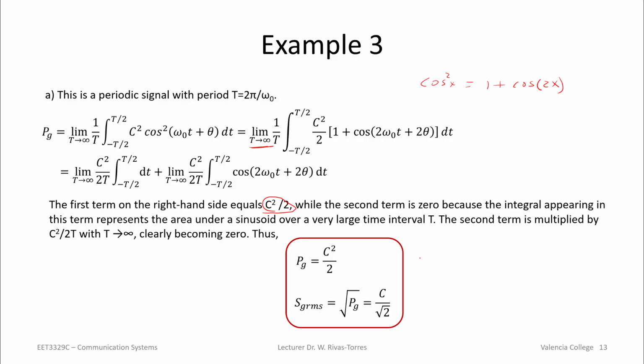Now, the RMS value for us is nothing but the square root of the power. That goes back to the fact that we said initially that we are going to normalize everything to 1 ohm. So it makes it easier for us. This is one of the advantages of doing that. So it's the power of the signal, and RMS is just the square root of the power, which ends up being c over square root of 2. And again, you should be able to convince yourself of that.